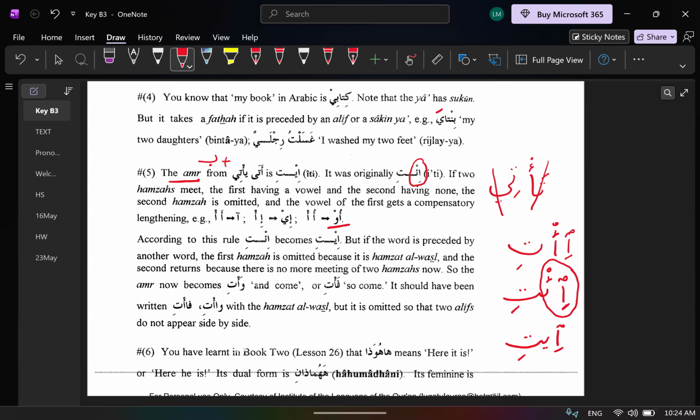According to this rule, in the case of amar, in this construction, what are the circumstances where we can get ati and uti? I understand iti, but how can we come to ati and uti? Where do you see ati and uti? Like you said, if the two hamzas, one is having dhamma and the other is having sukun, then we say uti. Can you take one example of it?